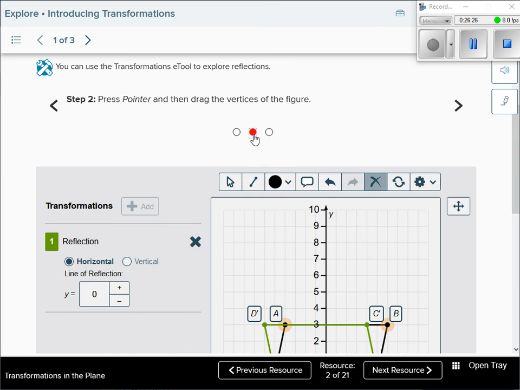So you can click here, it tells you, press pointer, then drag the vertices, so you could drag it. You can't drag the reflection. I can't drag anything, that's weird. I probably need to be back there on my computer. Or you have to click the pointer. Okay.